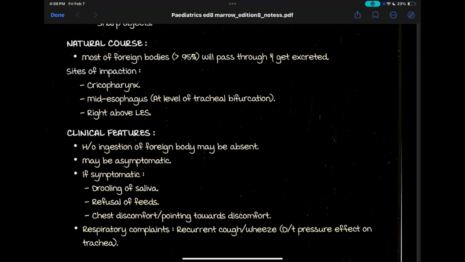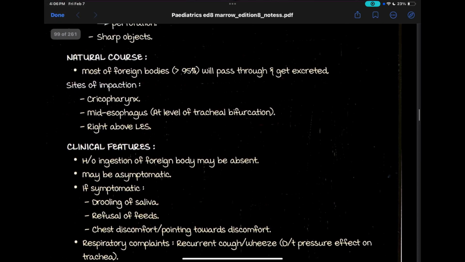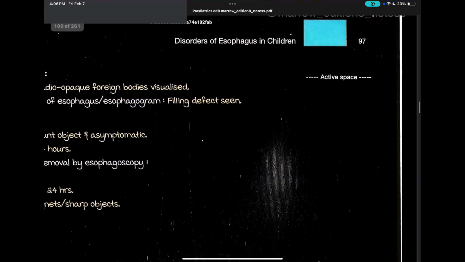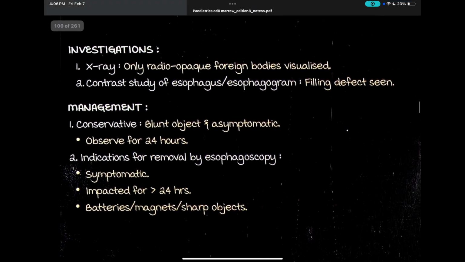If symptomatic, drooling of saliva, refusal of feeds, chest discomfort, pointing towards discomfort, respiratory complaints, recurrent cough, wheeze due to pressure effect on trachea. Investigations: X-ray. Only radio-opaque foreign bodies can be visualized on X-ray.